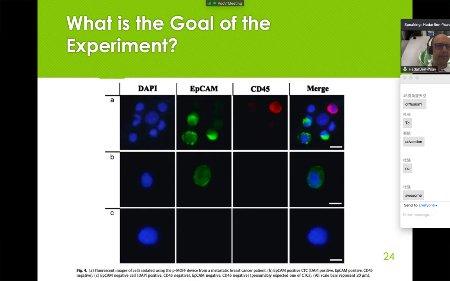So let's see what happens in A. Here we have metastatic breast cancer patient cells. They took the cells from the patient's blood and flowed them through the solution. And what they saw is that first they recognize many cells, like 1, 2, 3, 4, 5, 6, 7. Three of them were cancer cells, one of them was a white blood cell, and another three unrecognized.